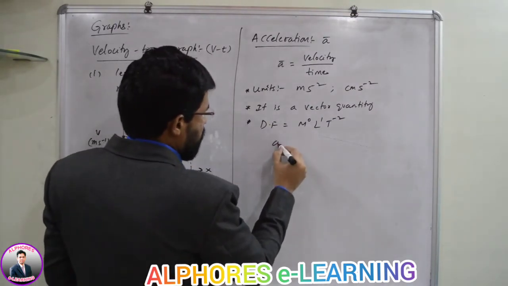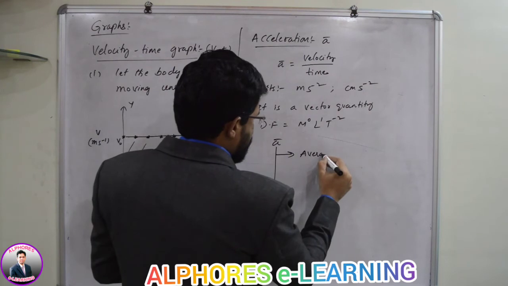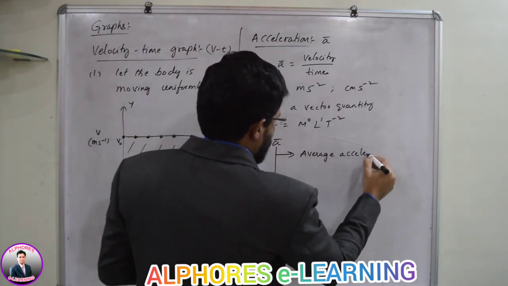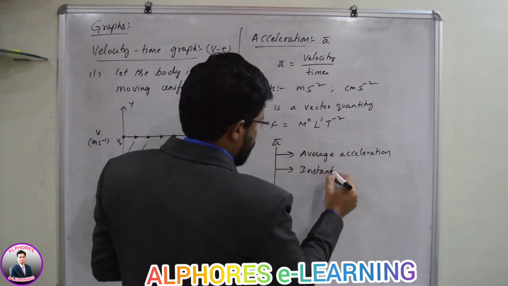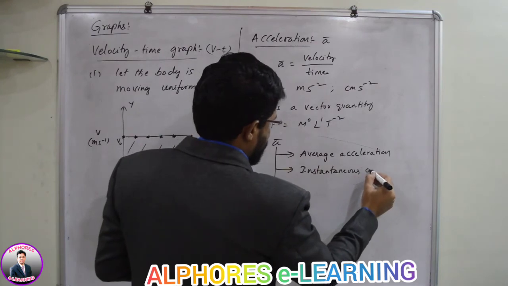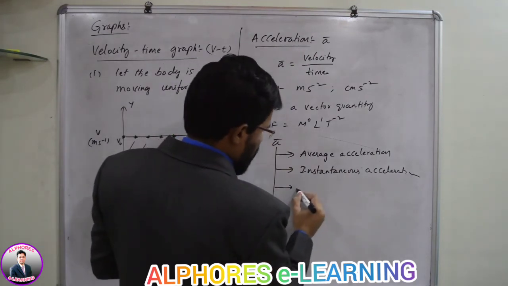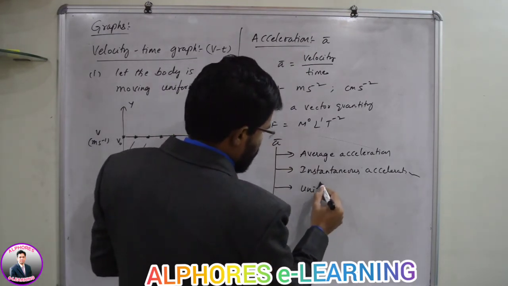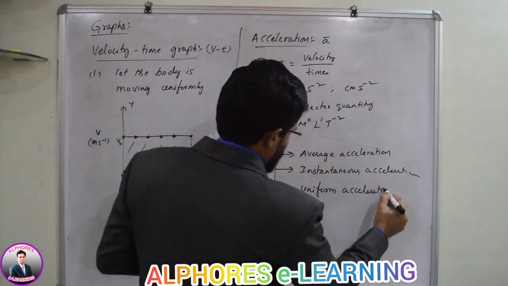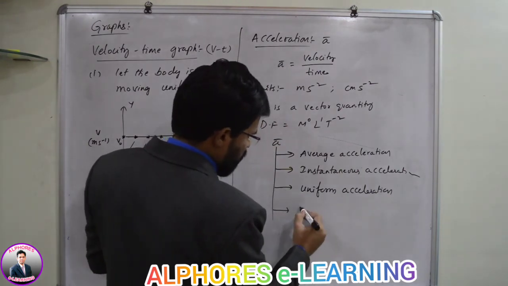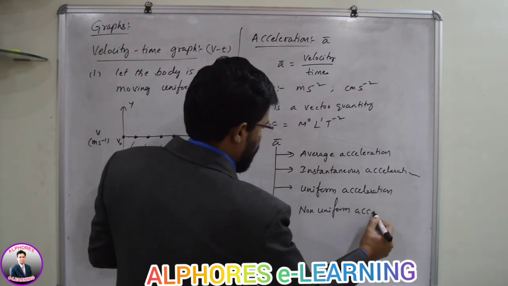Let us see: the average acceleration, instantaneous acceleration, and what else? Uniform acceleration. This is very important. Obviously, the fourth possibility is non-uniform acceleration.